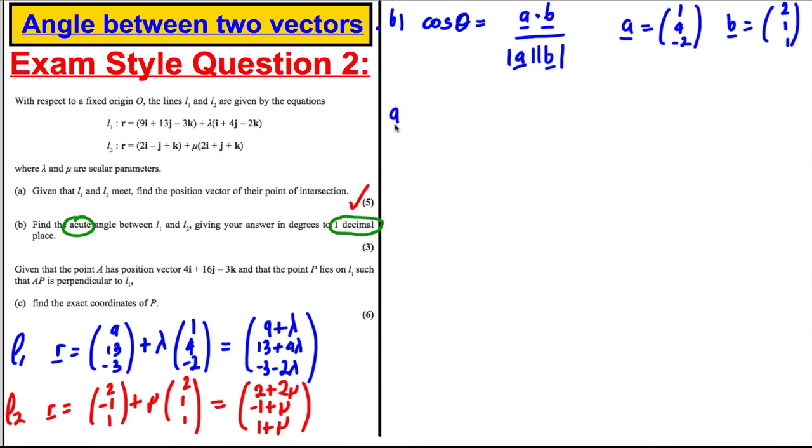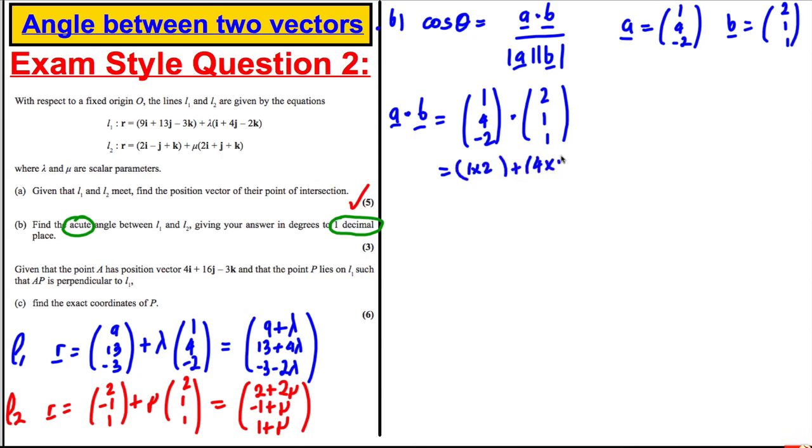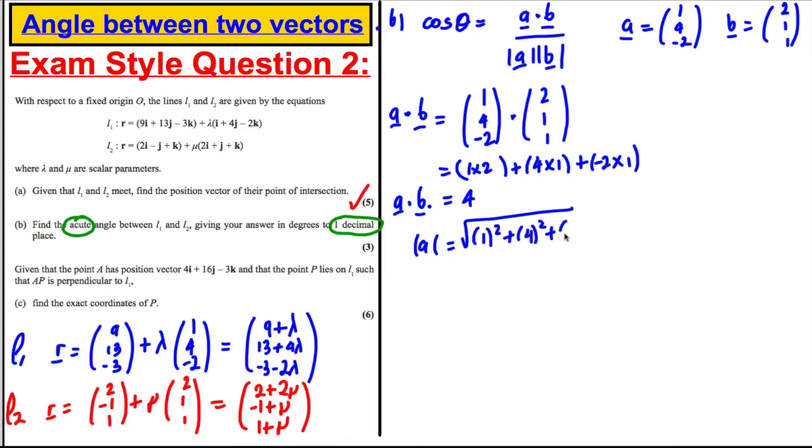So, A dot B, let's work out each part. A dot B is going to be 1, 4, negative 2, dotted with 2, 1, 1. And we're going to get 1 times 2 plus 4 times 1 plus negative 2 times 1. If you work that out, you're going to get 4. So A dot B is 4. The modulus of A is going to be the square root of 1 squared plus 4 squared plus negative 2 squared. And you're going to get the square root of 21 for that.